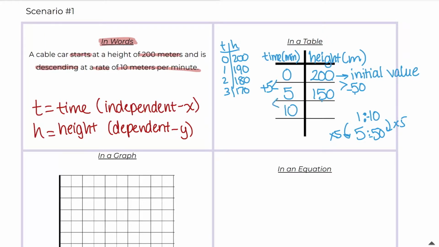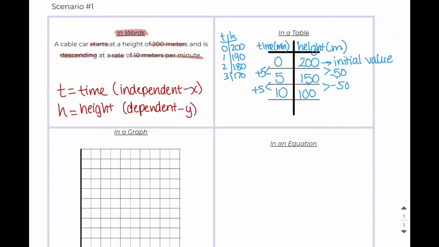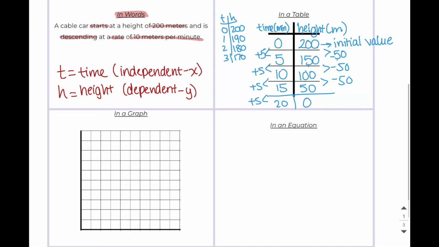After 10 minutes, another 5 minutes have passed, so it would go down by another 50. So this would be 100. And then after another 5 minutes, we would be down another 50. So this would be at 50. Another 5 minutes right here. See how we're being consistent here. We would be at 0. So now we know when the cable car will reach the ground. Okay, all right. So that is our table.